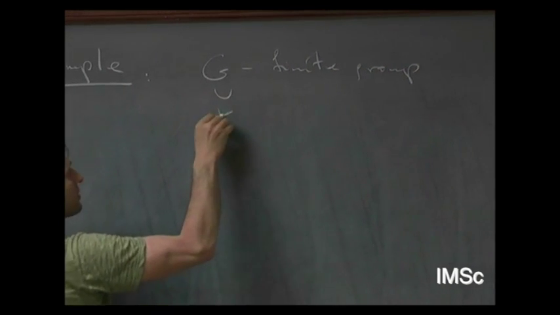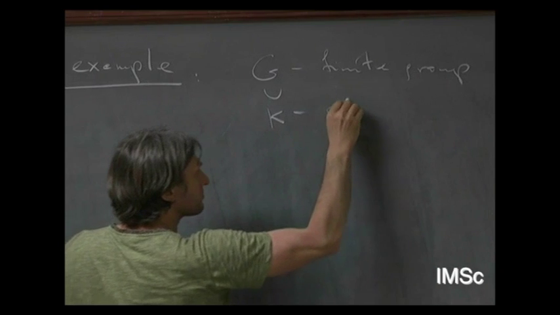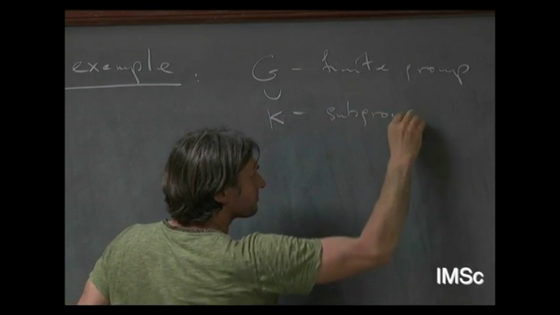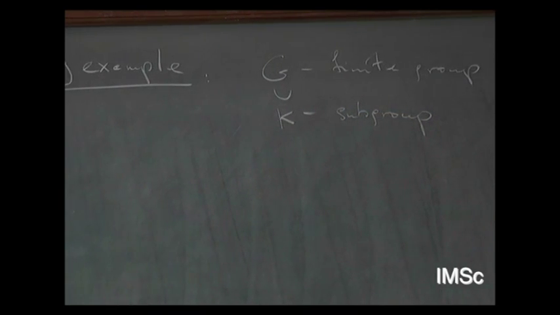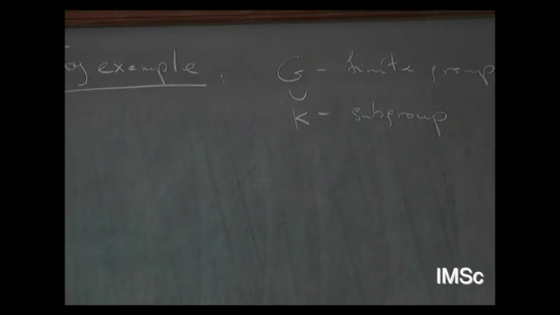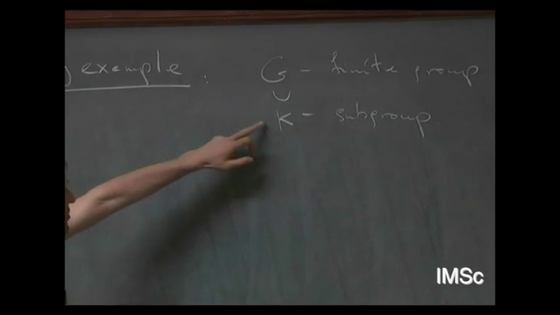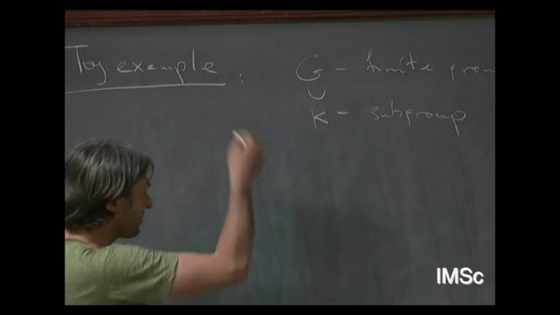And we have a subgroup. Then, well, there's multiplication of the group. But somehow we want to, yeah, so K acts on G from the left and from the right.